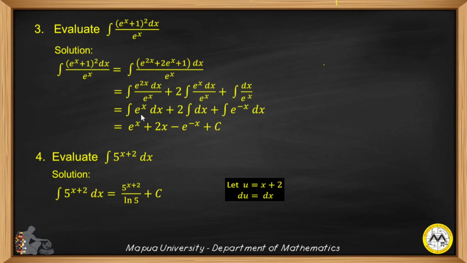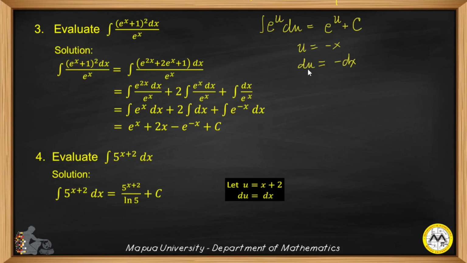So the first term is of the form, recall the integral formula, the integral of e^u du is equal to e^u plus the constant c. Because this is similar to this formula, the integral is e^x plus 2 times the integral of dx, which is x, minus the integral of e^(-x) dx. Again, this integrand is of this form, wherein we let u be negative x and the differential be negative dx. Then we solve for dx.